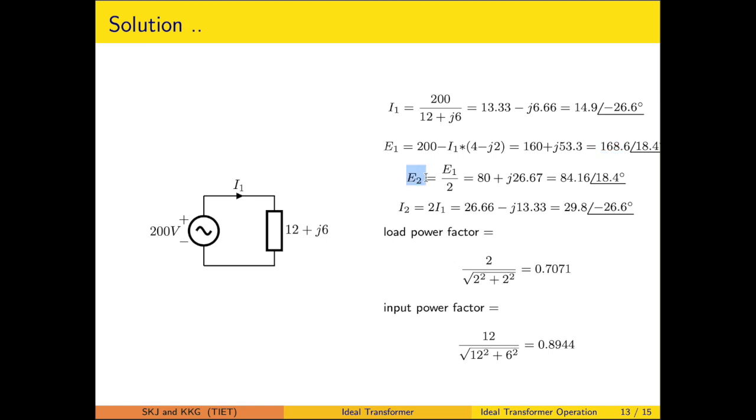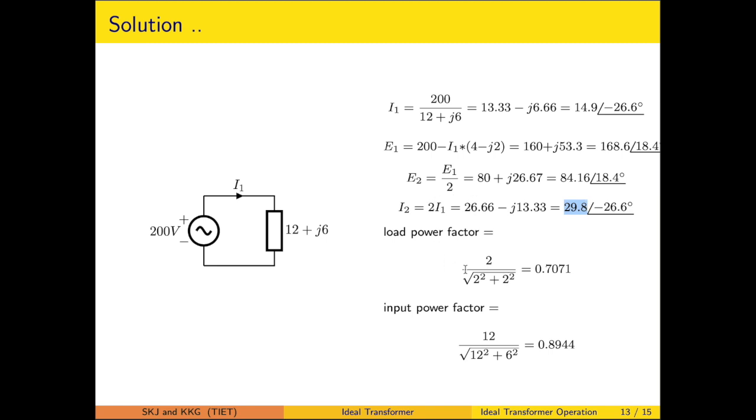The E2, which is related with the turns ratio, is calculated likewise, so it is giving rise to the value. I2, that is also related with the turns ratio, so we can easily calculate. It is having the same angle, but the magnitude is getting multiplied by the turns ratio factor.